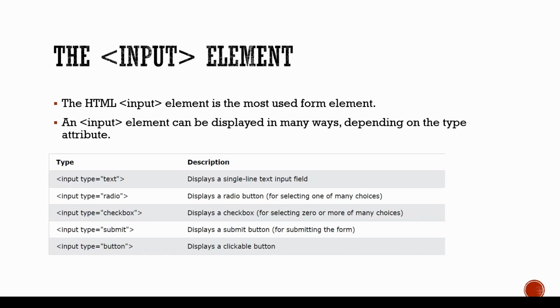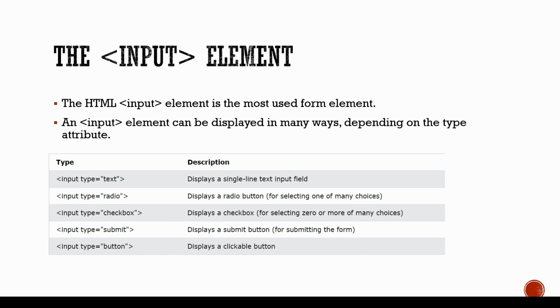The input element. The HTML input element is the most used form element. An input element can be displayed in many ways depending on the type attribute. If the type is text, it will display a single line text input field. If the type is radio, it will display a radio button for selecting one of many choices. If the type is checkbox, it will display a checkbox for selecting zero or more of many choices. If the type is submit, it will display a submit button for submitting the form. If the type is button, it will display a clickable button.